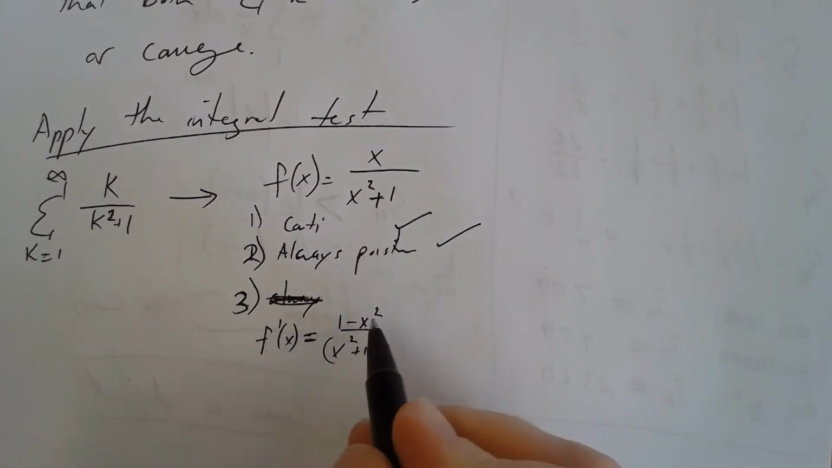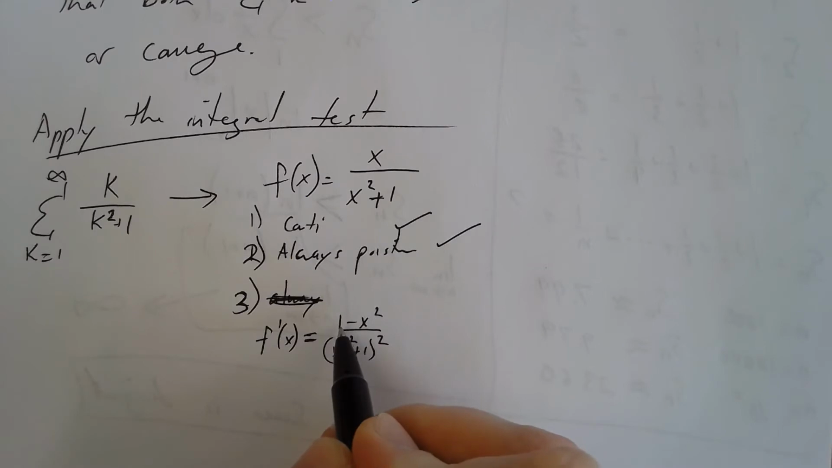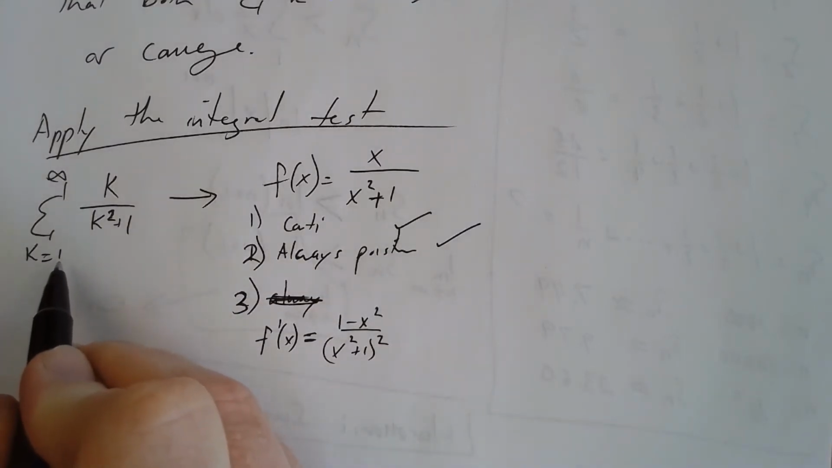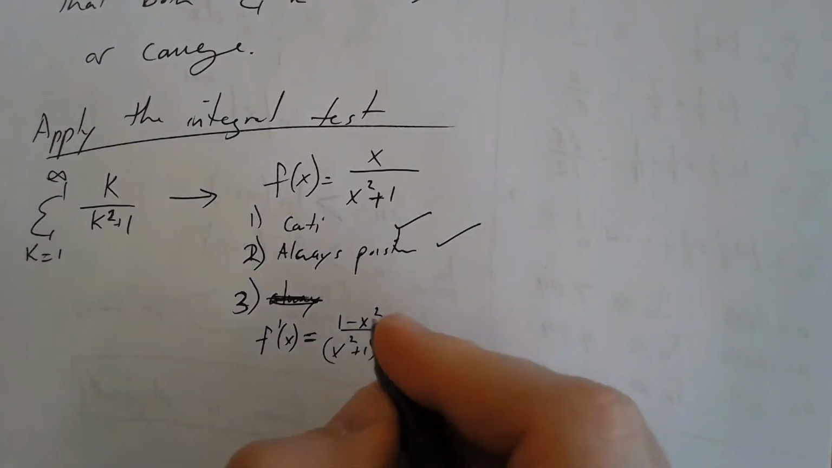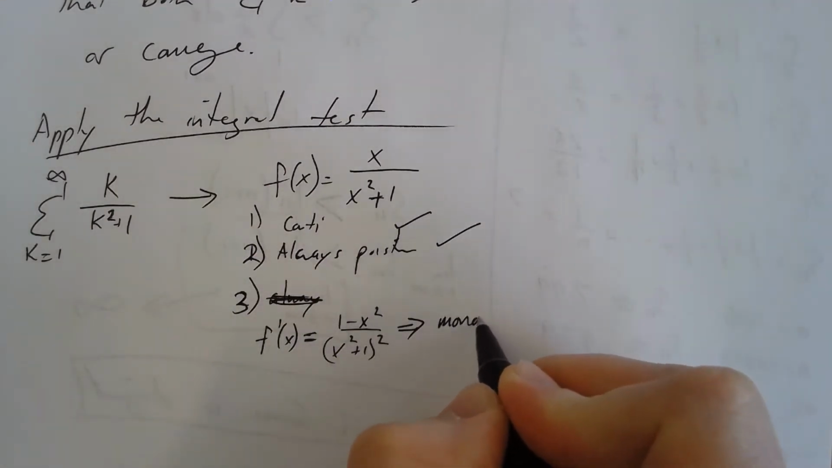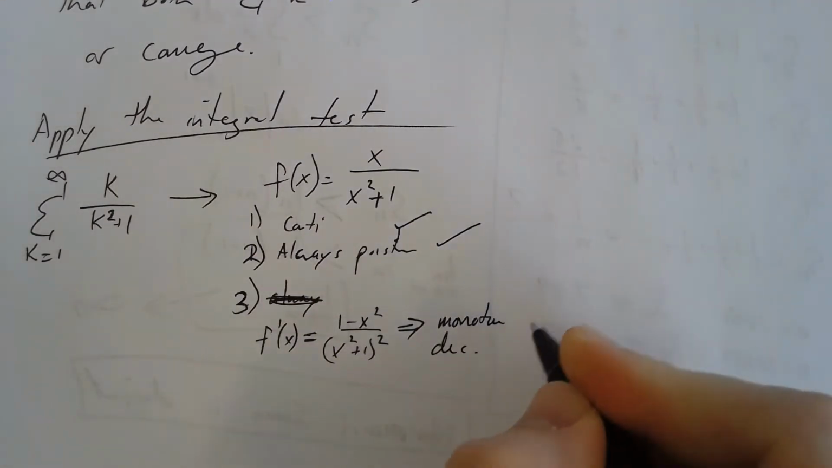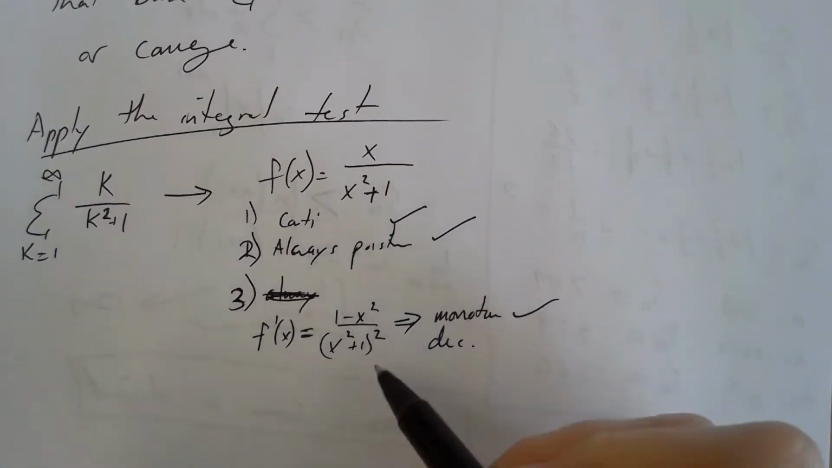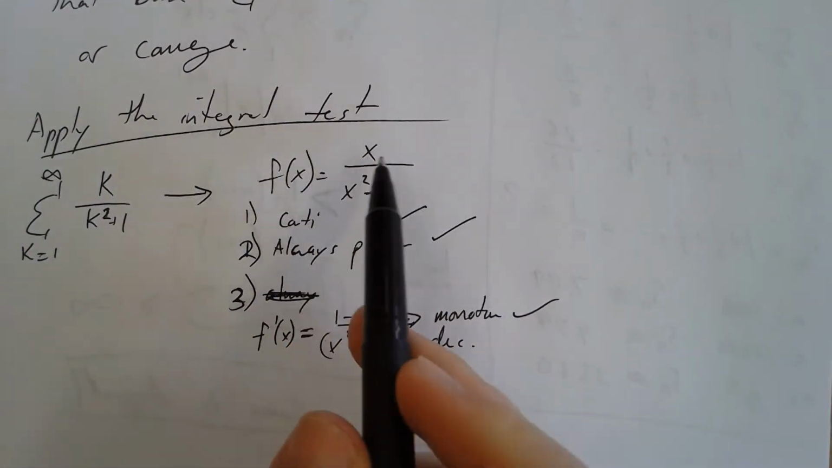But the minute I start plugging in new values, this x squared value will be positive, but there's a negative in front of it, and that value will always be larger than 1 from this point forward because I'm plugging in values larger than 1 as whole numbers. So this right here implies monotone decreasing. Check.